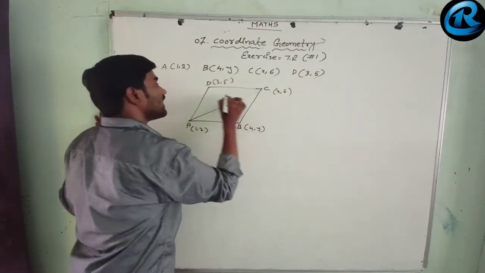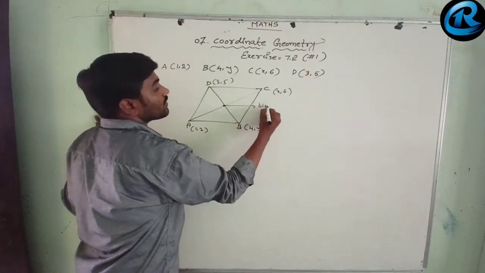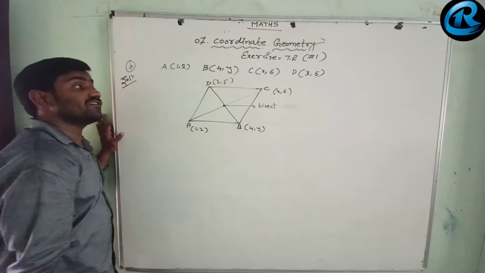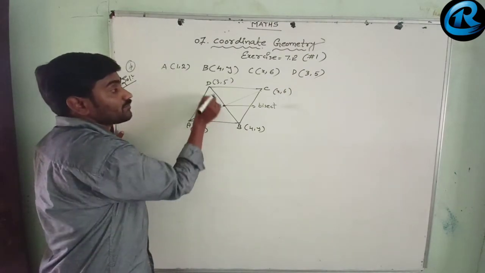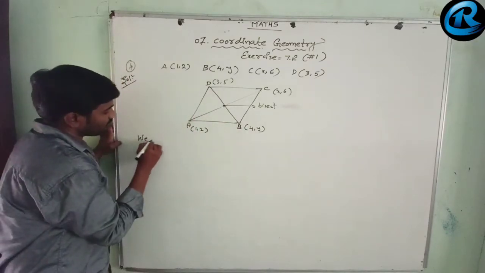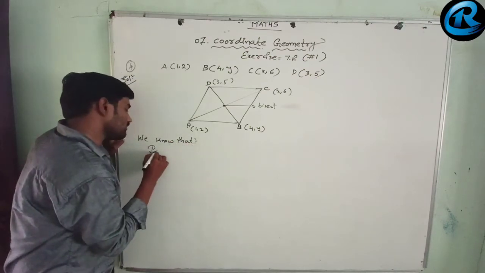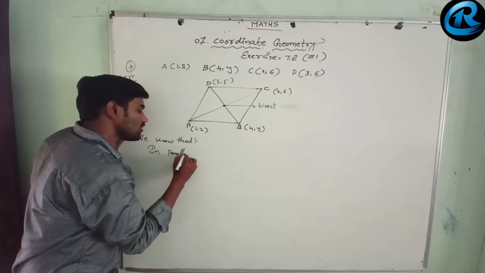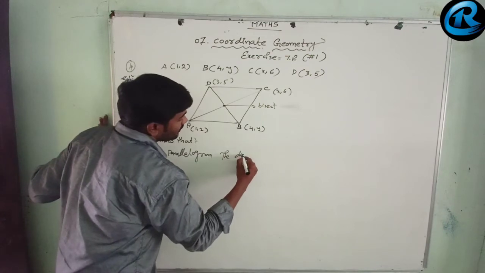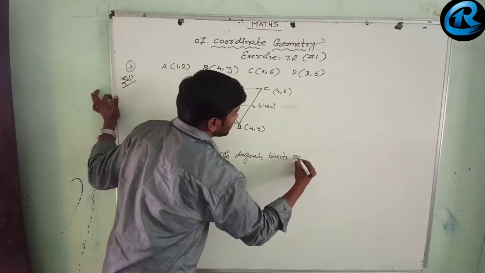So we know that the diagonals of a parallelogram bisect each other. The diagonals of a parallelogram will bisect each other. Bisect in the sense the midpoint of AC is equal to midpoint of BD. We know that in a parallelogram the diagonals bisect each other.